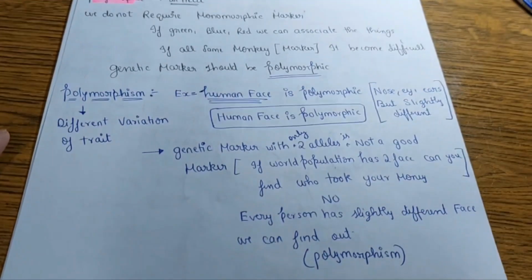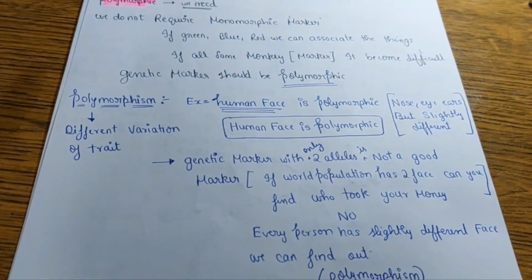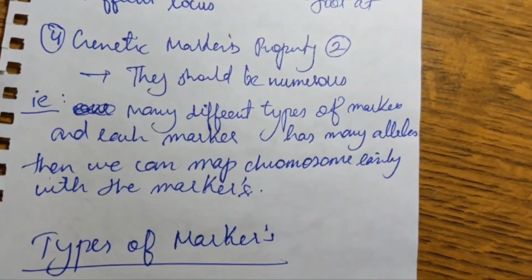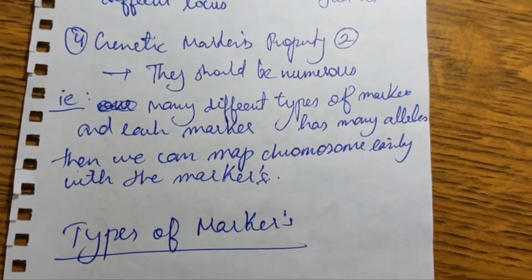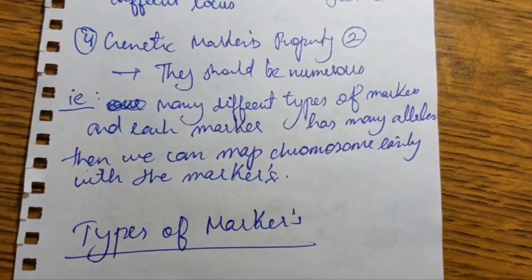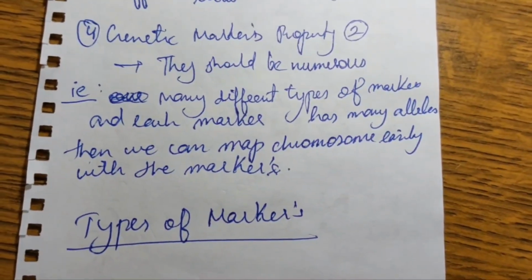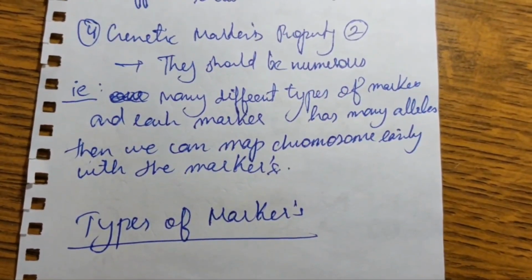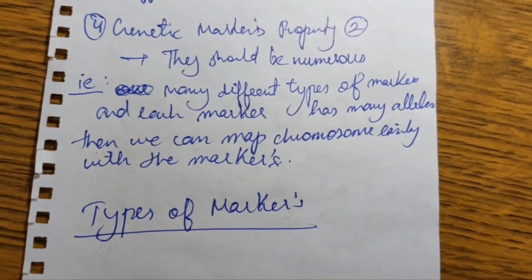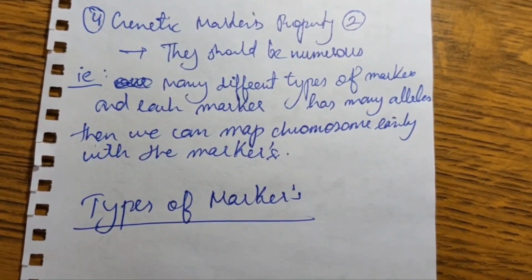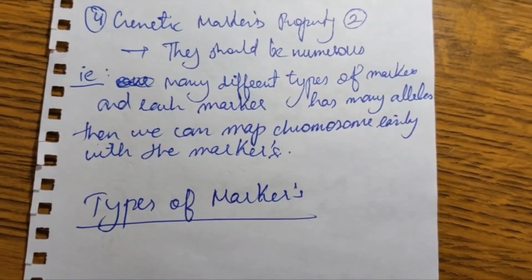Now we will see the concept of genetic markers being numerous. Genetic marker property number 2 is that they should be numerous. This means that there should be many different types of markers, and each of these markers should have many alleles, so that we can easily map the chromosome with these markers. So this is the main reason for having a numerous number of genetic markers.